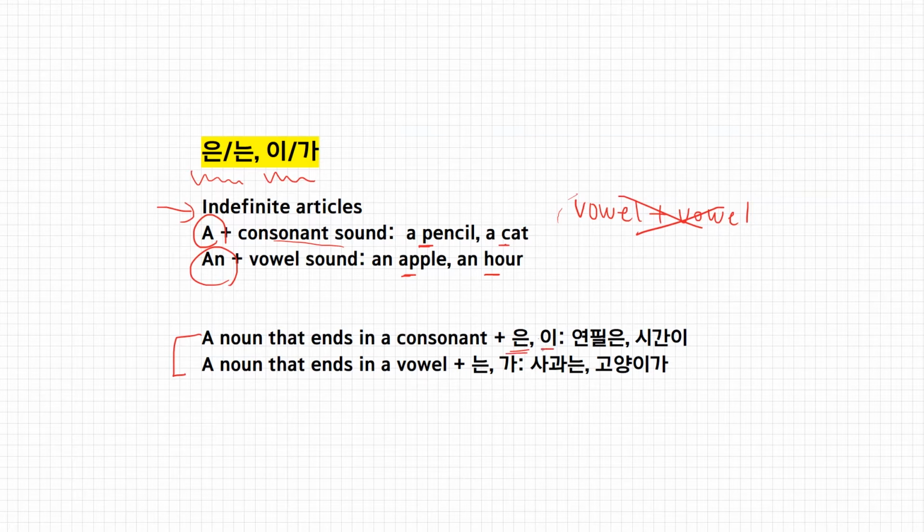은 and 이 are used after a noun that ends in a consonant, like 연필은, 시간이. 는 and 가 are used after the noun that ends in a vowel, like 사과는, 고양이가. Let's really begin.